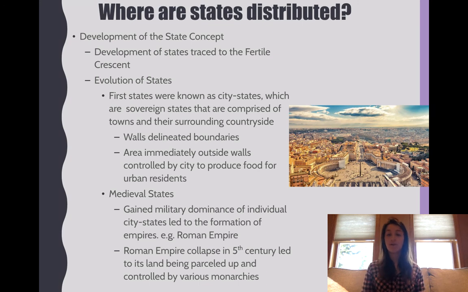So we have our Fertile Crescent as our first city, right? Mesopotamia. The first cities developed there. Then that evolved into city-states, for example, like the ones that we looked at in ancient Greece. And eventually those city-states would battle one another and they would join forces. And so that's how empires were formed. And when the empire fell, there was land that was carved up by different monarchs for their own gain. And so we have different states popping up there.